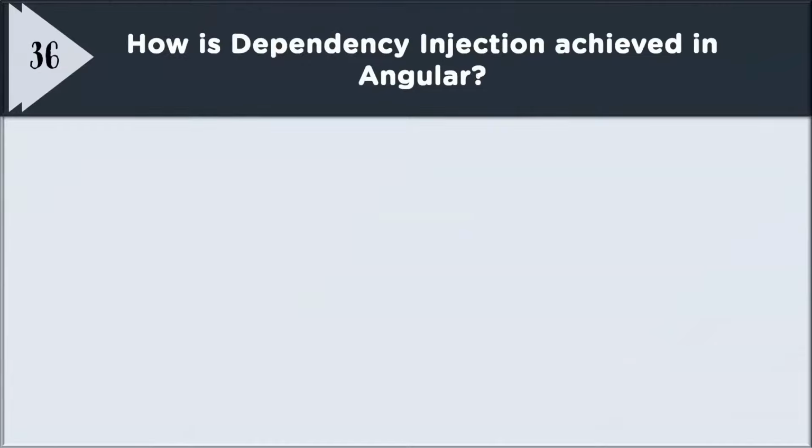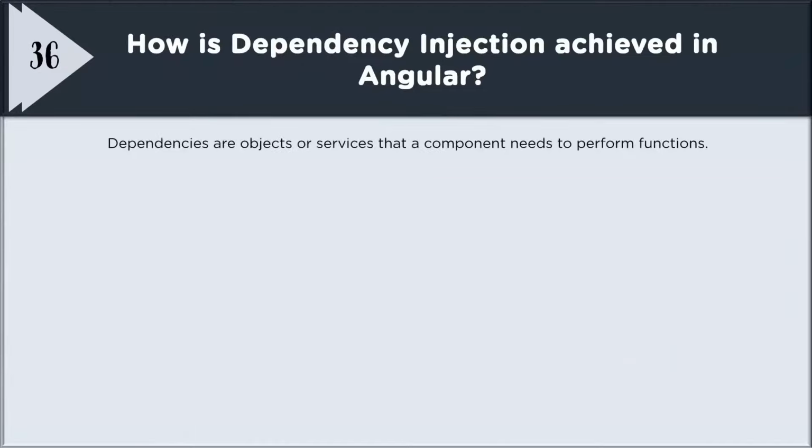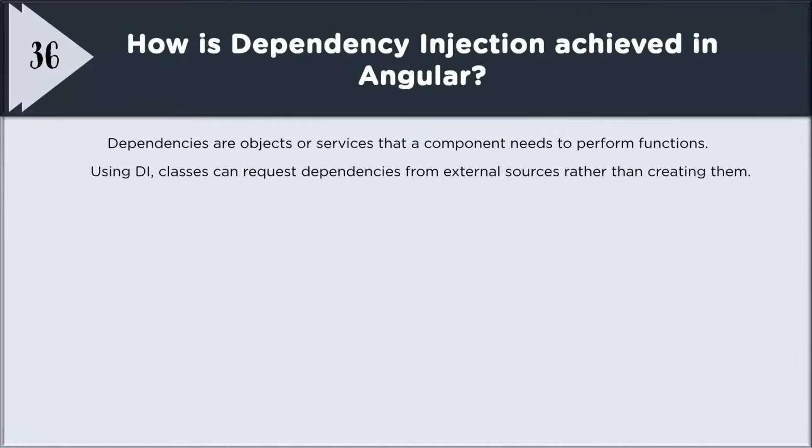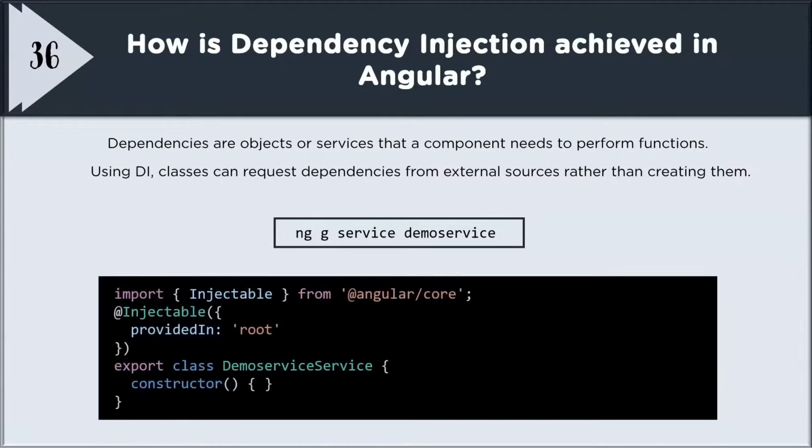Next up, how is dependency injection achieved in Angular? Now, dependencies are objects or services that a component needs to perform functions, correct? With the help of dependency injection, these classes can request dependencies from external sources rather than creating them on their own. Here I've created a service called demo service using the command ng generate service demo service, and I've also added the small snippet of code when you create that service. Now these services can be injected into your main component and perform various functions.